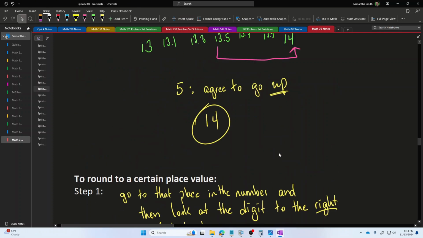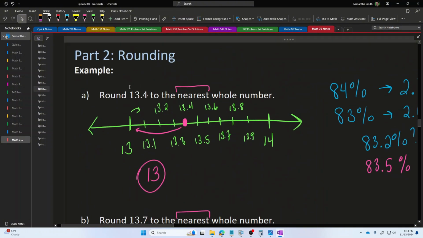For example, someone asked me to round 13.4 to the nearest whole number. So I went to the whole number position, and then I looked 1 unit to the right of that. I looked 1 place to the right of 13. And the digit I saw 1 place to the right of 13 was the digit 4. Because that digit was quite small, all that I did was basically just delete that digit and leave the whole number 13 as my final answer.